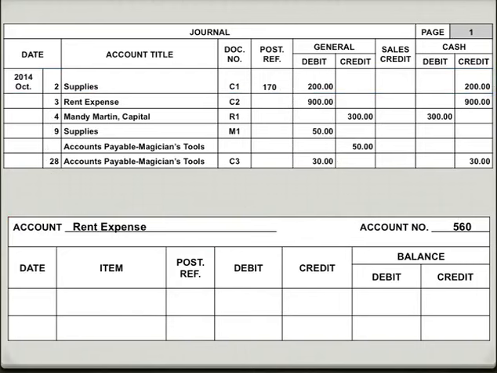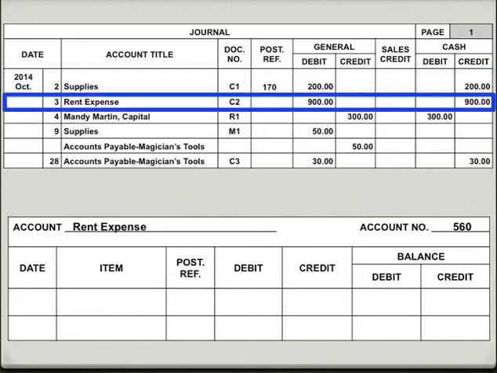Let's move on to the next one. Remember that we are only posting the general columns for now. Ignore anything that is written in the sales or cash columns. Before we start, we need to make sure we have the right account title. This transaction was for rent expense. It should be recorded in the rent expense account.